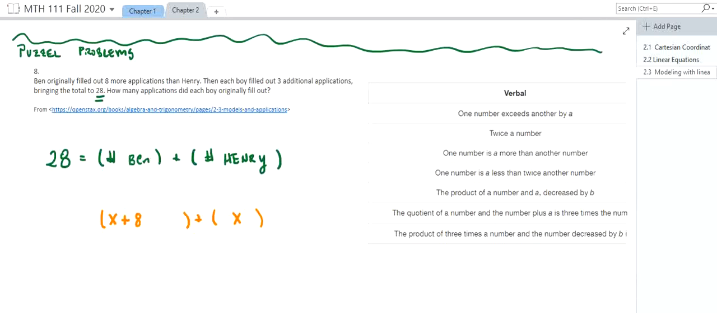But there's more information. So then it goes on to say that each boy filled out 3 additional applications. So Henry filled out 3 more, and then Ben filled out 3 more. And that's it. Now we've got ourselves an equation set up here. Reasonably simple to solve. We just need to solve for x.